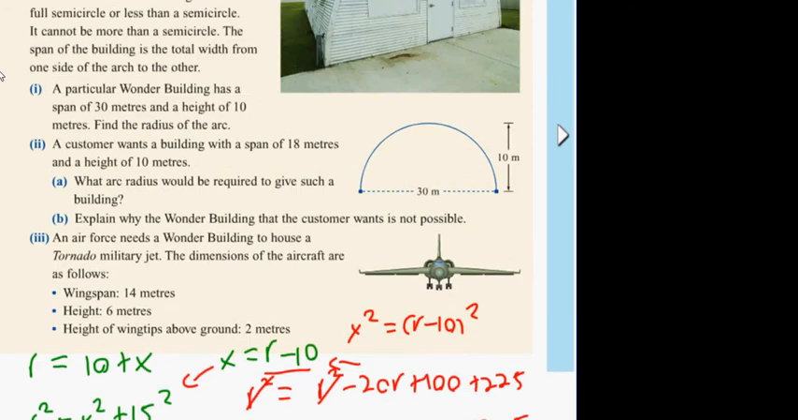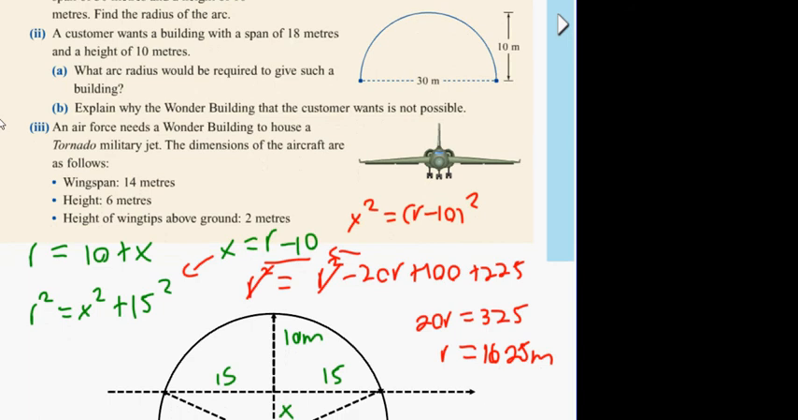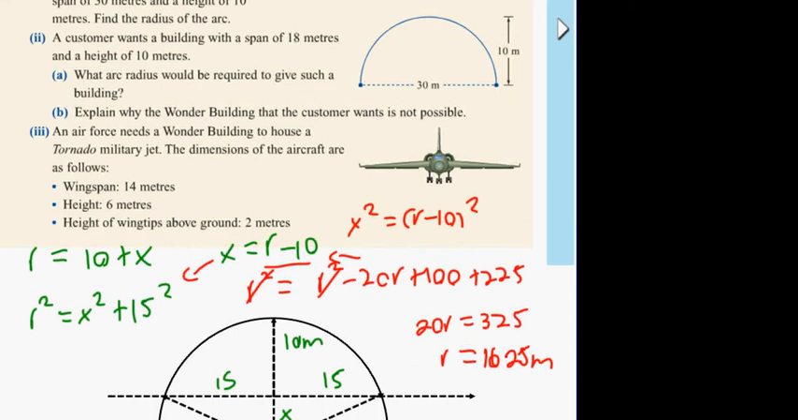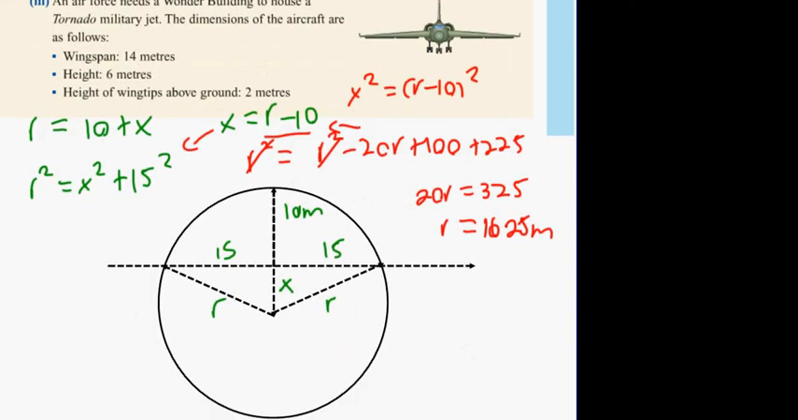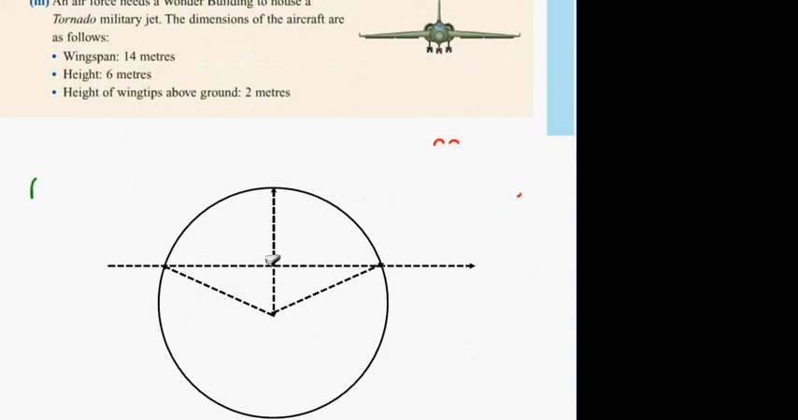Now, a customer wants to buy a building which spans 18 meters and a height of 10 meters. What radius would be required to give such a building? Okay, now here's the problem with this one. We know straight away, I'm just going to rub out this one. This question's gone now. It's not applicable anymore. Okay, and I'm just going to get rid of this. Now I'm using the card to represent level ground.